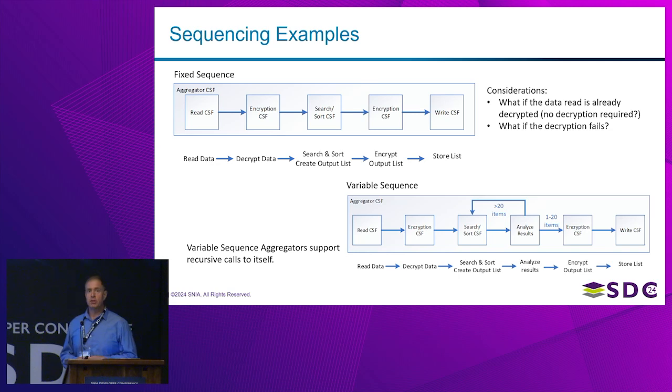But what if, in a different situation, the file is to be decrypted and the decryption fails? Now we have a different problem. We can't really search through that encrypted data because it wasn't successfully decrypted. That becomes an error situation that needs to be addressed by somebody. Is it addressed by the aggregator? Is it addressed by the host? Certainly that's implementation specific, but the sequence is not able to continue.